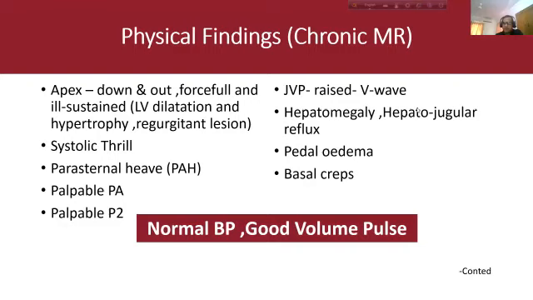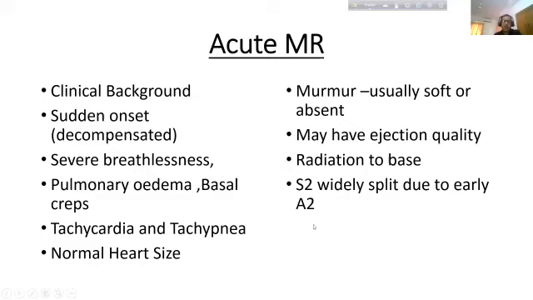But if you look at the different diagnostic modalities, that is ECG or chest X-ray, characteristically the heart size will be normal. The murmur is usually soft or absent, and maybe an ejection quality murmur at the base, and S2 is widely split due to early A2. The apex murmur radiates towards the axilla, and hand grip exercise reduces the murmur, as does Valsalva. S1 is usually absent or soft, and S3 is present, particularly in sudden rupture of the papillary muscle, and then a mid-diastolic flow murmur without mitral stenosis.